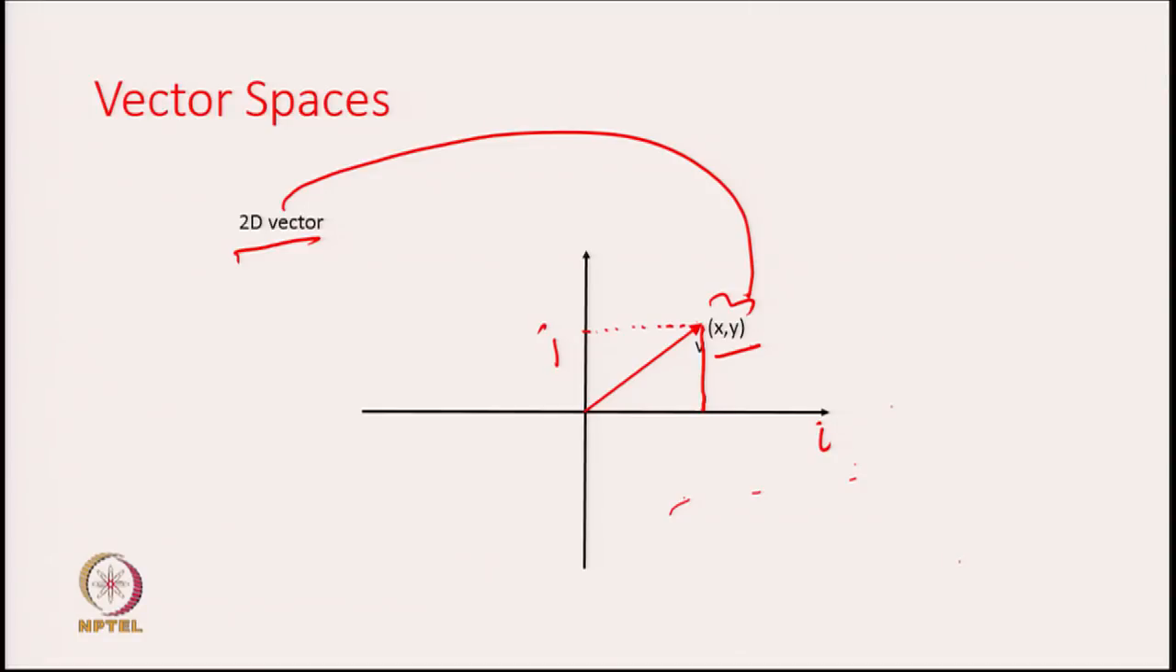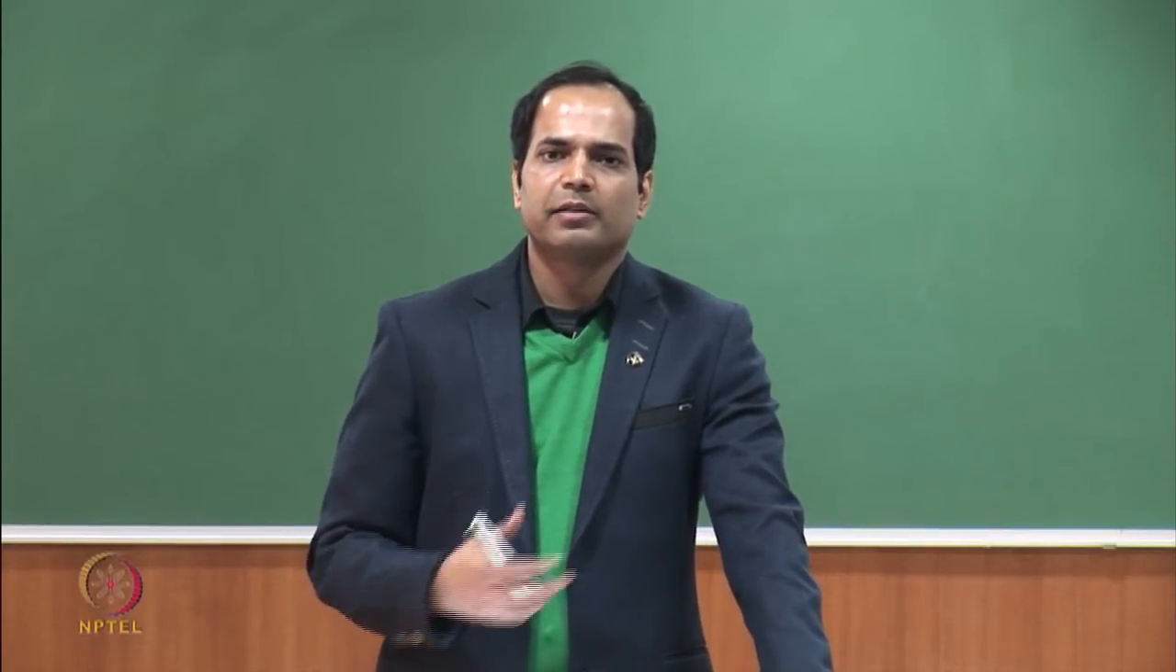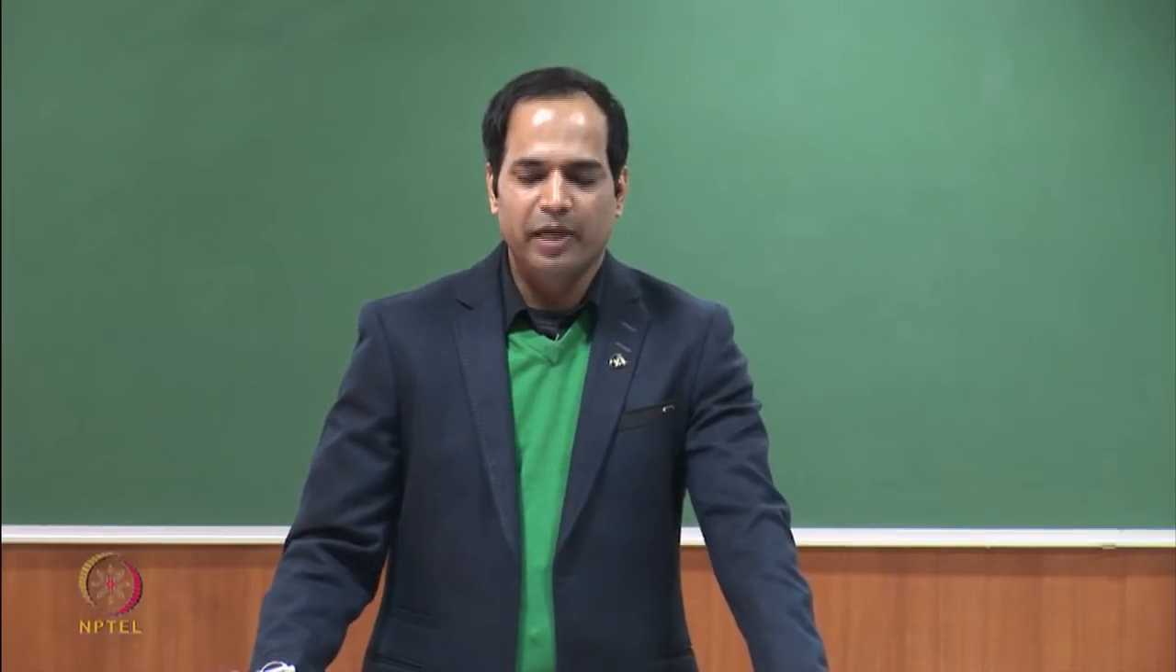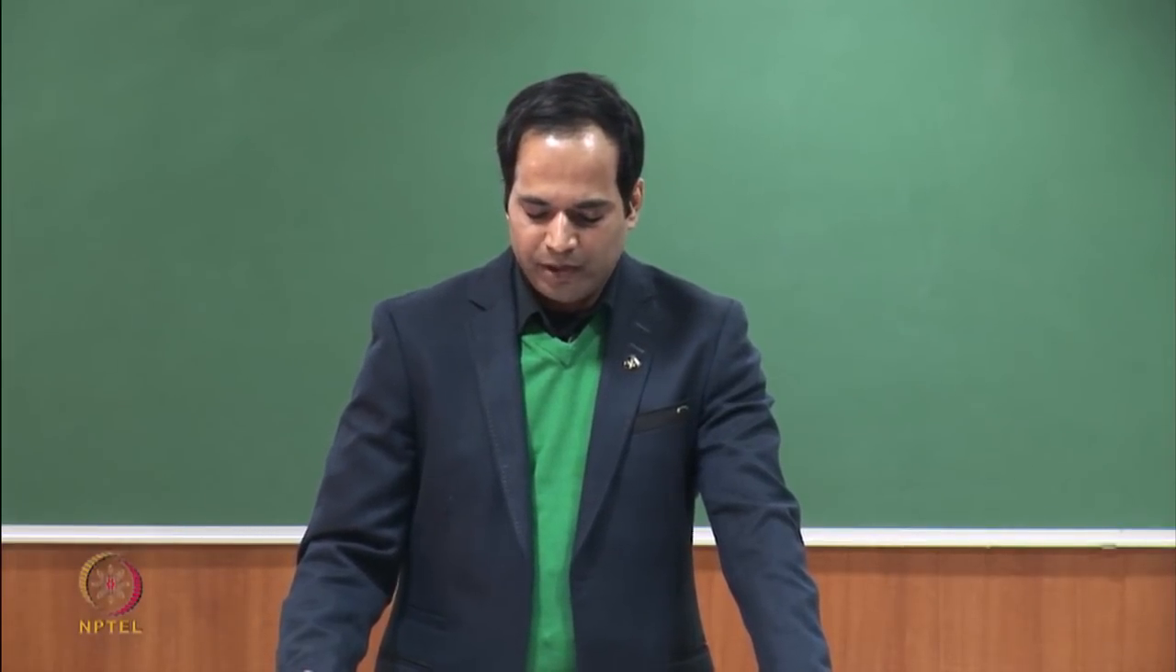Now, the set of all 2D vectors would constitute the 2D vector space. So, if you make a set of all 2D vectors, what you end up with is a 2D vector space. An example of a 2D vector space is the plane of a paper, or a computer screen, and so on and so forth. Okay. So, this is what you know from before.